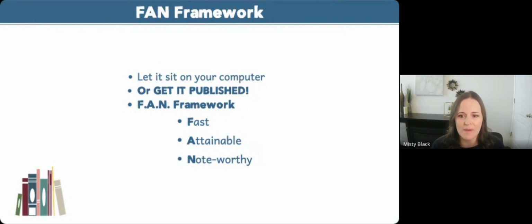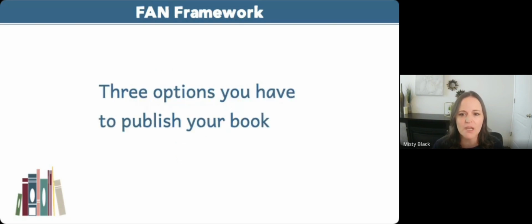But that's why I came up with my FAN framework for getting your book published in as little as 90 days. So you have a choice. You can either let your book sit in a desk drawer or on your computer, or maybe it's still in your head, you haven't written it down yet, or you can get it published. So FAN stands for fast, attainable, and noteworthy. And we'll talk about what those mean in more detail in a bit, but let me first talk about the 3 options you have for getting your story published.